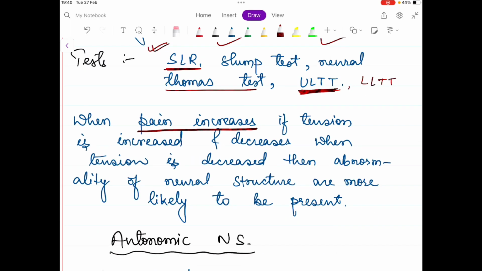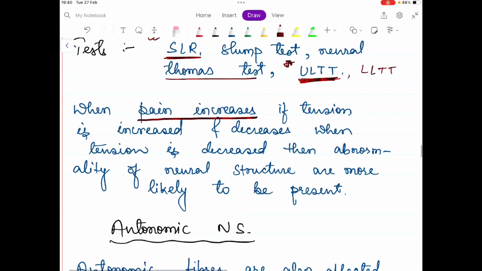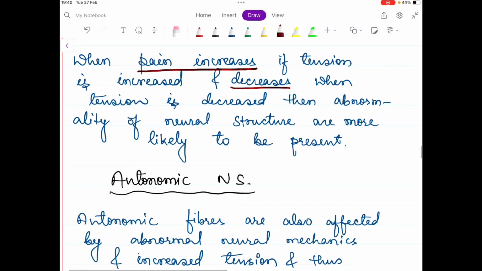So let's suppose that you performed the upper limb tension test on a patient and the pain increased when you increased the tension, or the pain decreased when you decreased the tension while performing the test. At that time, it is an indication that abnormality of neural structure could be present.